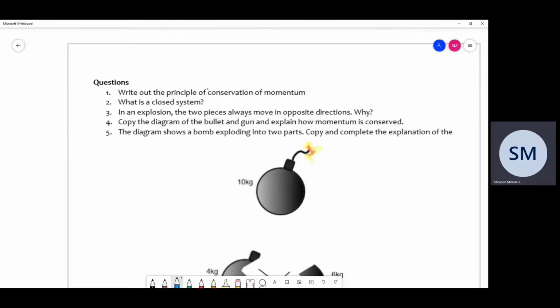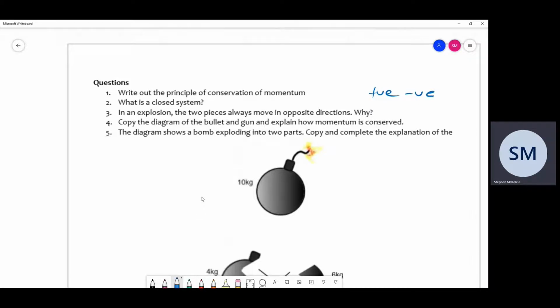Principle of conservation of momentum. The momentum before the event is equal to the momentum after the event. What is a closed system? It's a system of one or more objects in which there is no increase or decrease of energy. In an explosion, the two pieces always move in opposite directions because momentum has to be conserved. So we have to have a positive velocity and a negative velocity. Copy the diagram of the bullet and gun and explain how momentum is conserved.